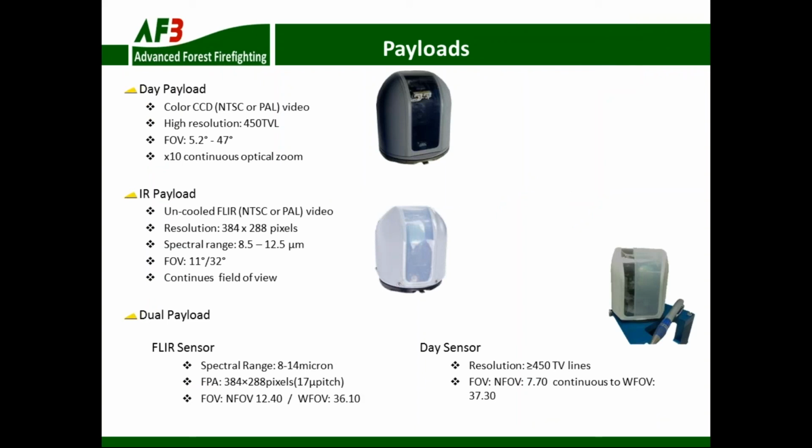The Skylark has three cameras: the day payload, the IR payload, and the dual payload. The day camera is a very normal camera that gives you the full picture. The IR camera is for when you have a lot of smoke and you want to see the fire. And dual has both.